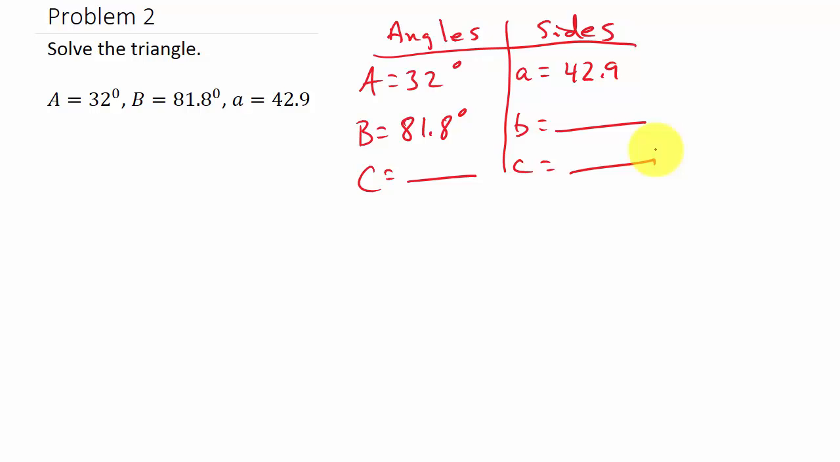Alright, so let's look at this. Well, I can use the law of sines. You see, I've got angle A and side A. I've got angle B, but I don't know side B. But see, I can plug this value and this value into the formula and solve for B.